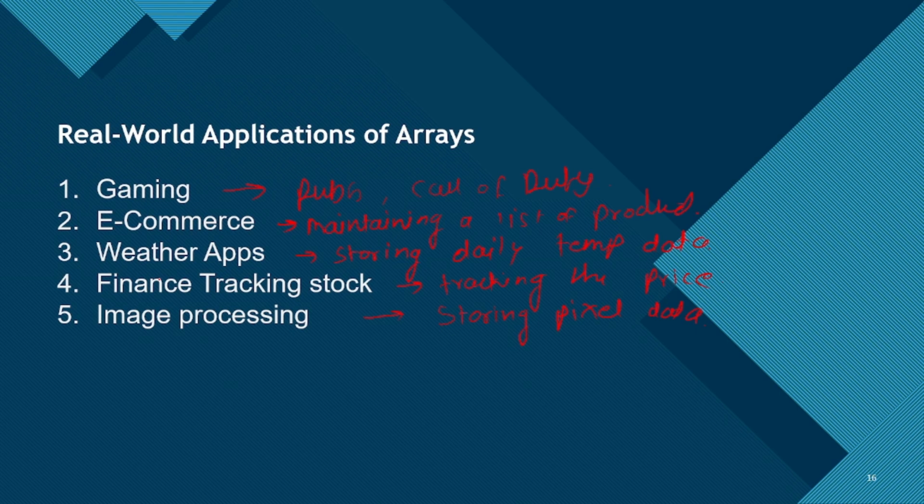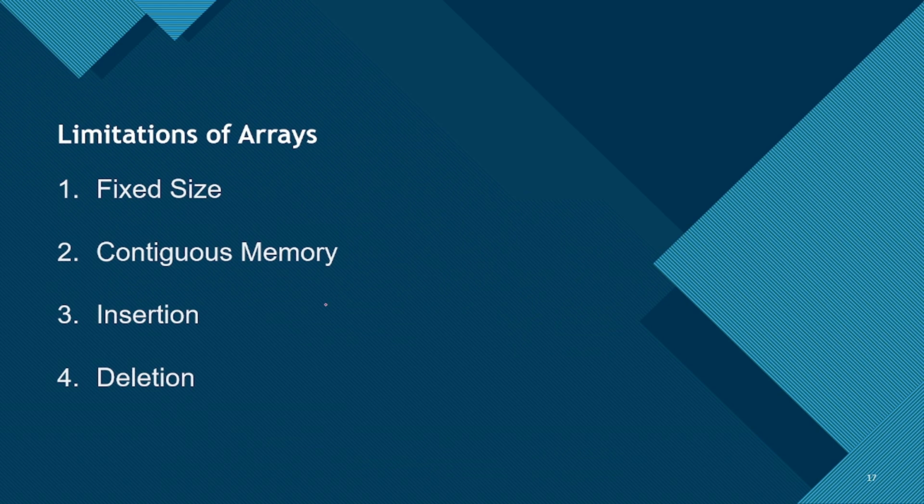Okay, so the last question, that is the limitations of array, like what exactly are the limitations of array. The first is fixed size. Once declared, the size can't be changed. Okay, the next is contiguous memory, that is it requires a block of continuous memory which might be hard to allocate for a large array.